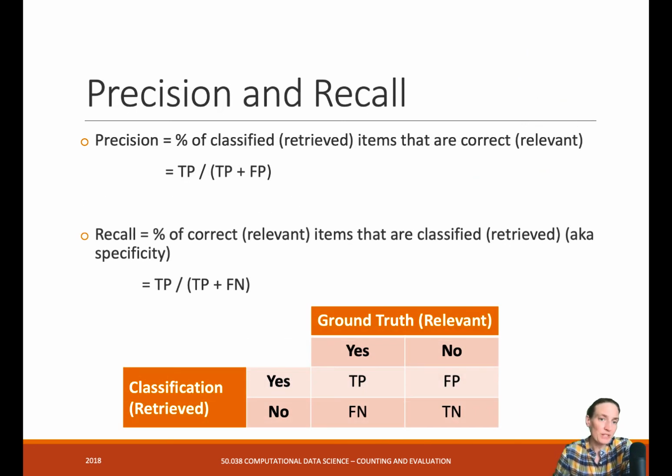Other metrics to compensate with is precision. So the percentage of classified items that are correct. It is true positives over true positives and false positives, so here the sum. Recall is the percentage of correct items that are classified, which is basically the class specific accuracy, as I already mentioned, TP over the sum here.